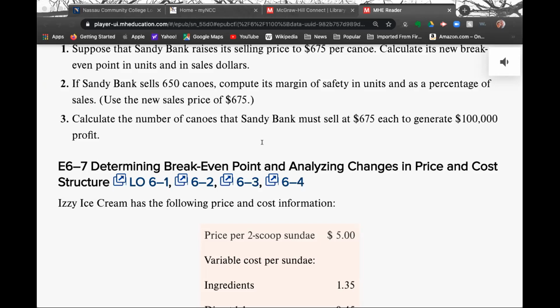In terms of dollars, how many dollars of sales do I need to break even? 1,000 sundaes times $5 a sundae is $5,000. That's one way to calculate it. Another way to calculate it is to take the fixed cost divided by the contribution margin ratio. 3,000 divided by 0.6 is $5,000. All right, so that answers part 1.